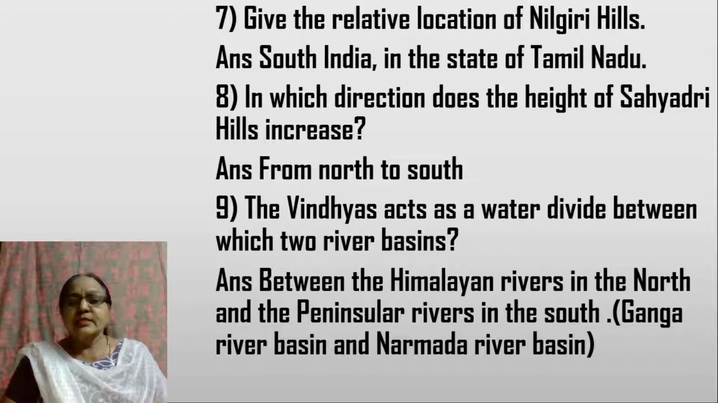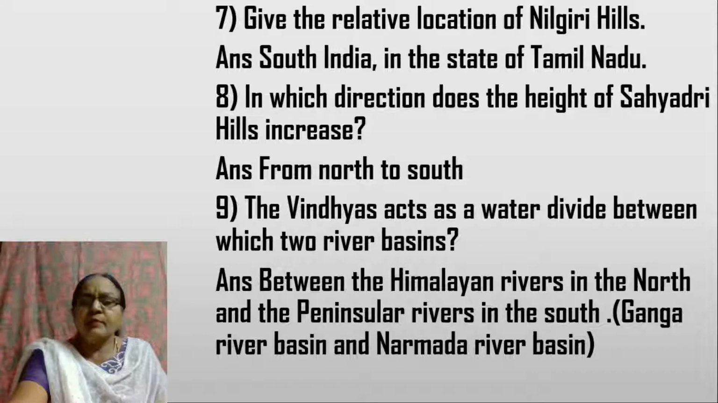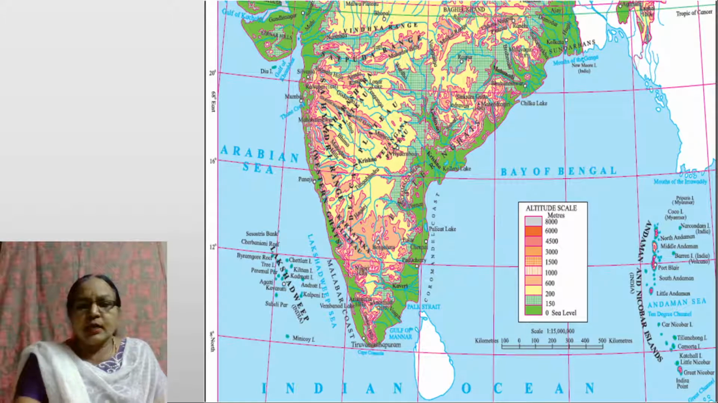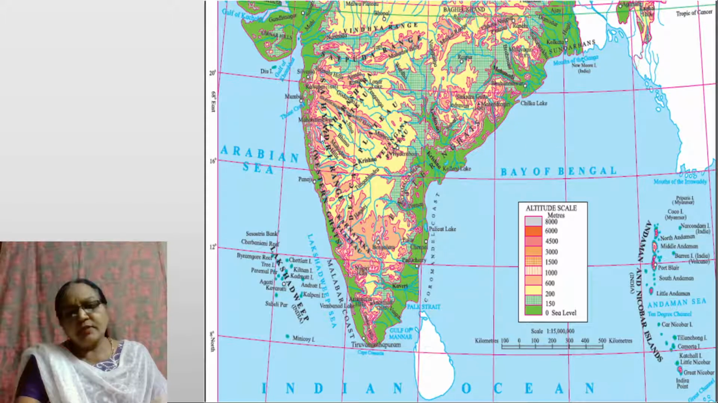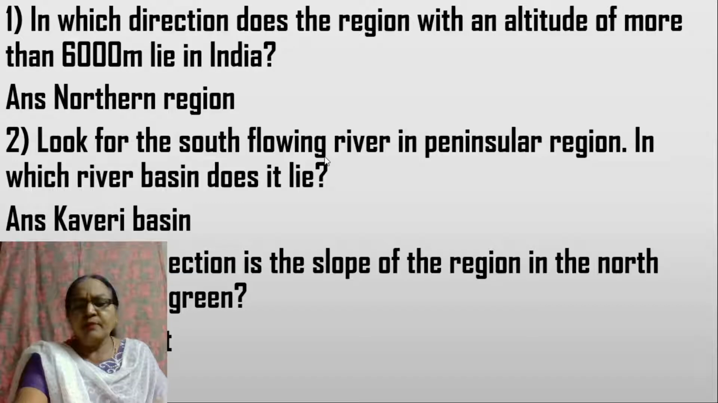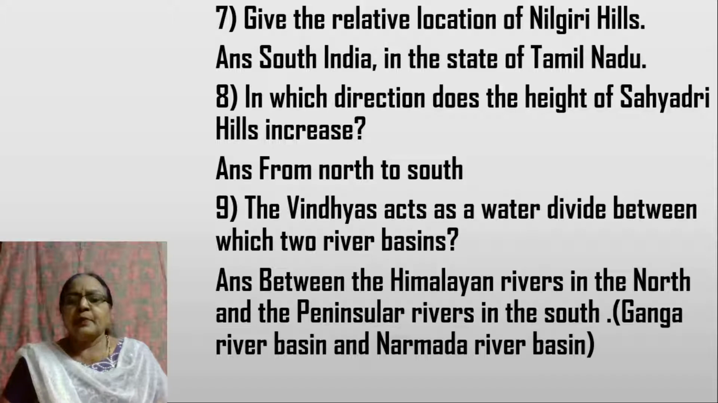Okay, next is give the relative location of Nilgiri Hills. Now, where is Nilgiris? I just showed you. It is in South India, in the state of Tamil Nadu. As I said, the eastern and western Ghats meet at Nilgiris. In which direction does the height of Sahyadri Hills increase? Okay, so come to Sahyadris. We have the Sahyadri ranges, from the north to the south. So the height of Sahyadri ranges increases from the north to the south.